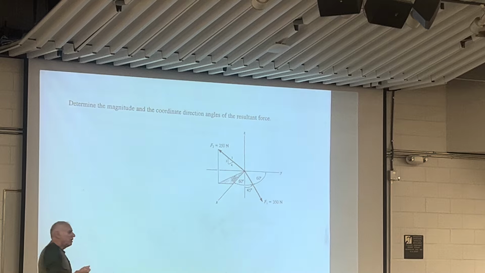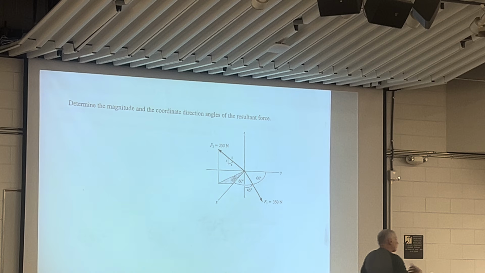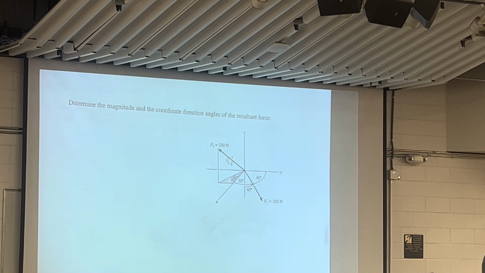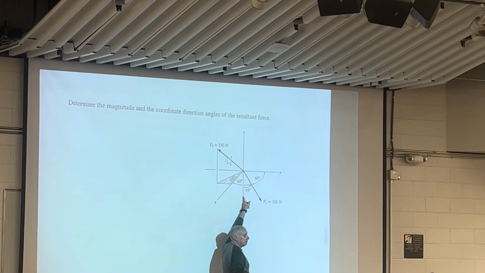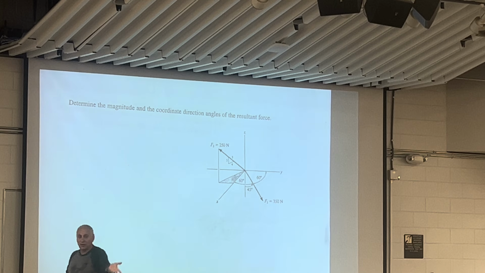Now let me ask this question. Alpha, beta, gamma, true or false? Alpha, beta, gamma are measured with respect to the positive x, y, z axis. That's true. That's how they're defined. Alpha, beta, gamma are defined with respect to the positive x, y, z. What do you have here? That's with the negative z. Right? So you better put a negative sign on it.